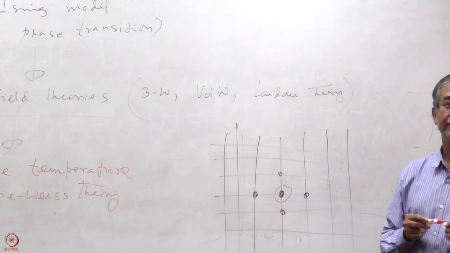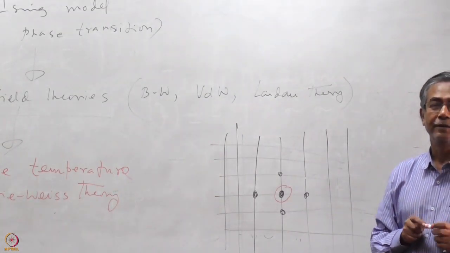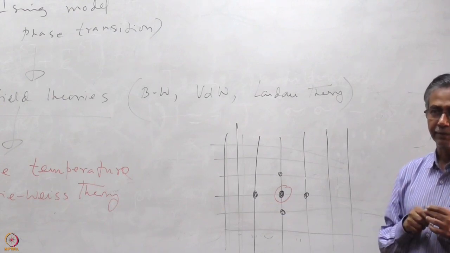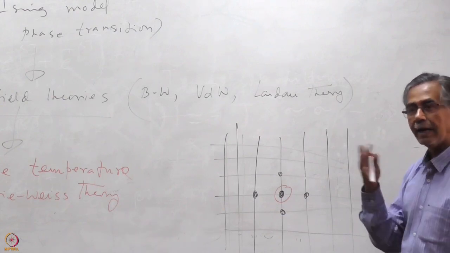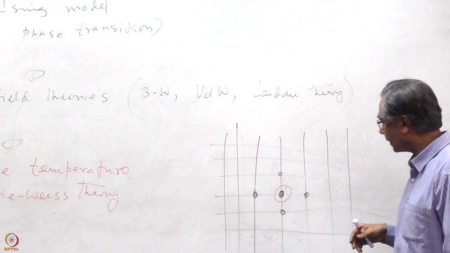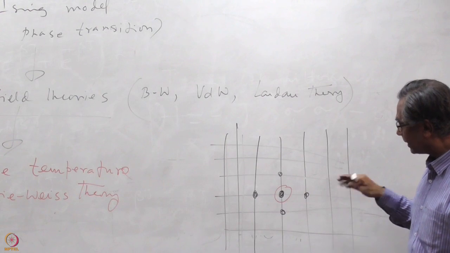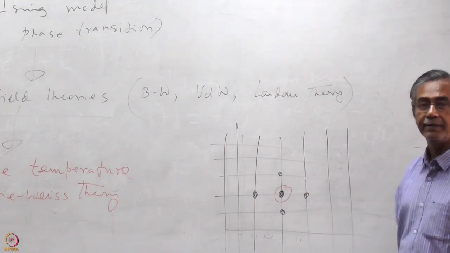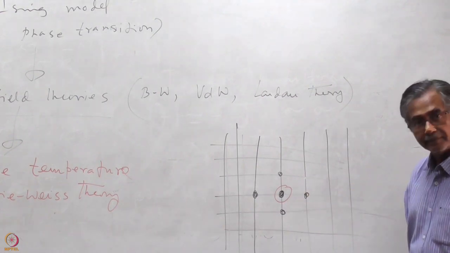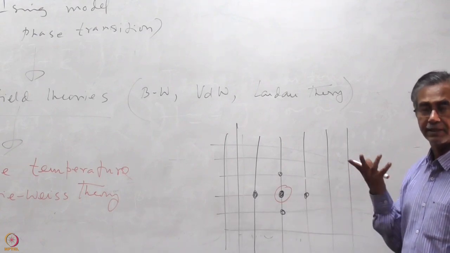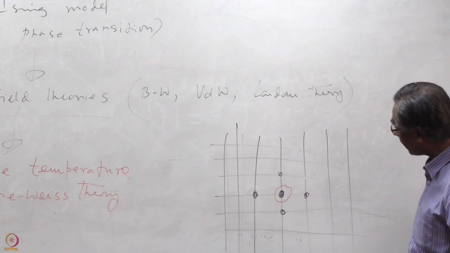So let us consider a very high dimensional solid, higher than 3 dimensions. You can stop at 3, but in your mind you can consider more. Then the number of nearest neighbors increases. Here I have 4. 3D simple cubic will be 6, like that.